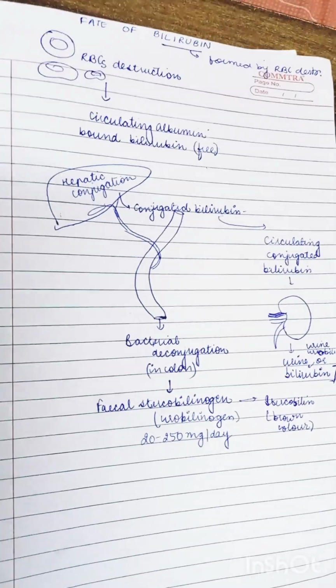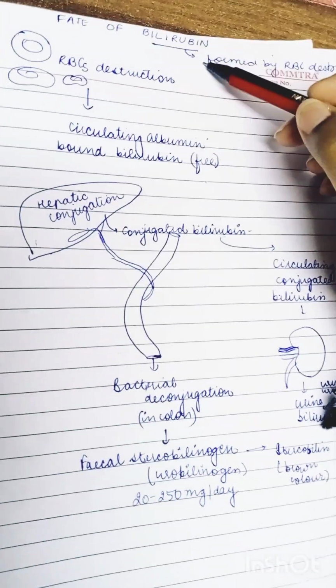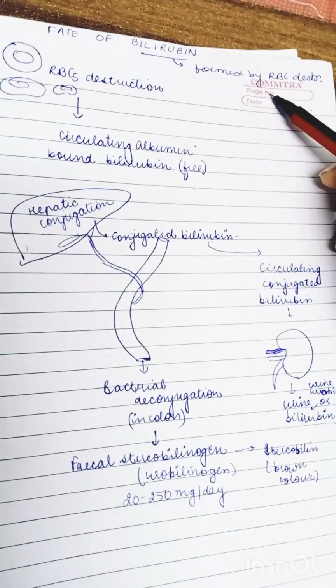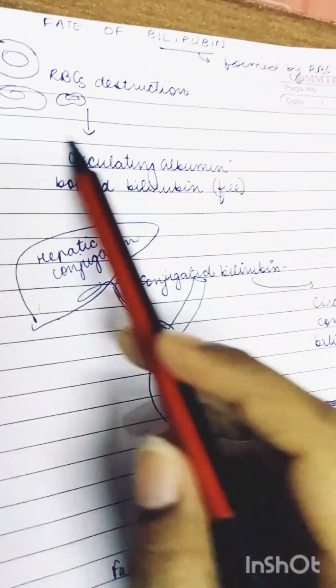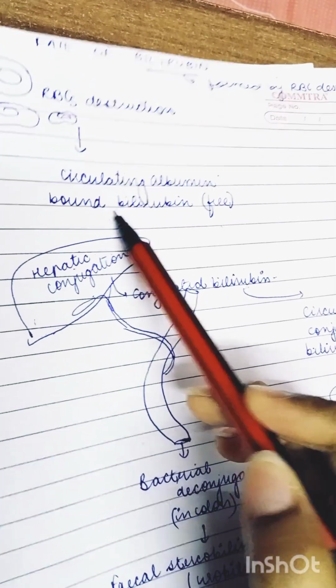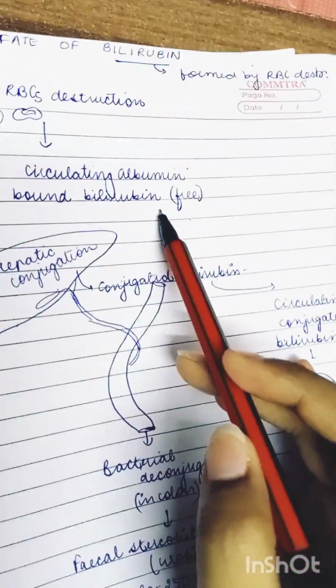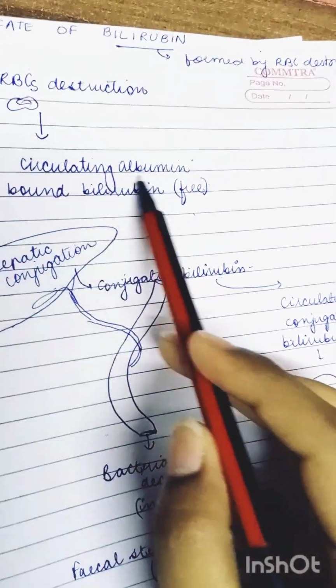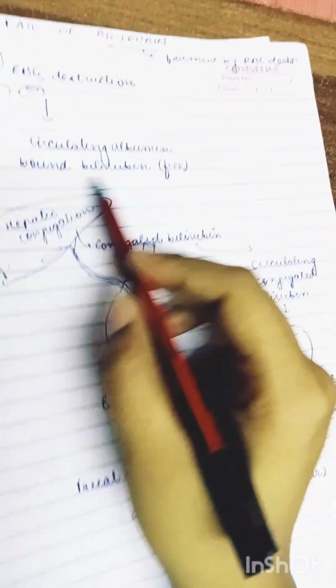Hello everyone, in this video I am going to discuss the fate of bilirubin. First of all, we need to be very clear that bilirubin is formed by RBC destruction. RBC destruction leads to the formation of bilirubin. Bilirubin in the plasma gets bound to albumin after the destruction.